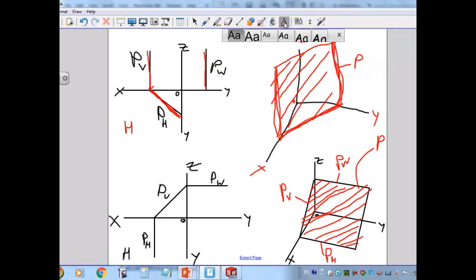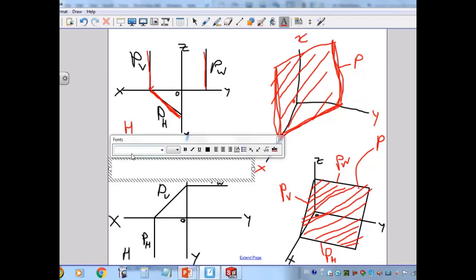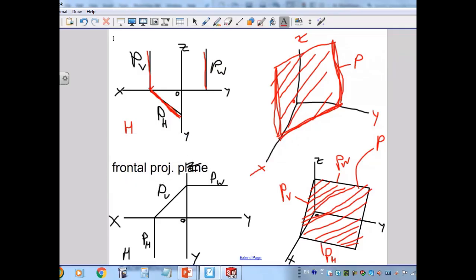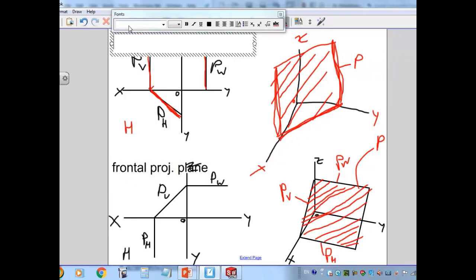So this is called the frontal projection plane, because it makes a slope in the frontal plane. And that one is the horizontal projection plane.